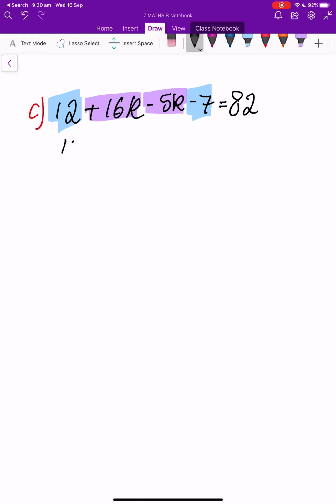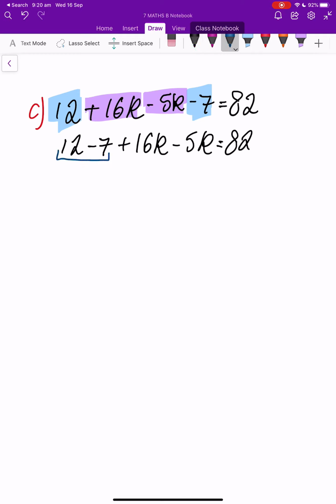So 12 minus 7 plus 16k, take away 5k equals 82. Okay, now I'm going to simplify by putting these together because I can, because they're like terms. 12 minus 7 is just 5, then plus 16k take away 5k is just 11k, equals 82. Now we have our layers that we're just going to get rid of.